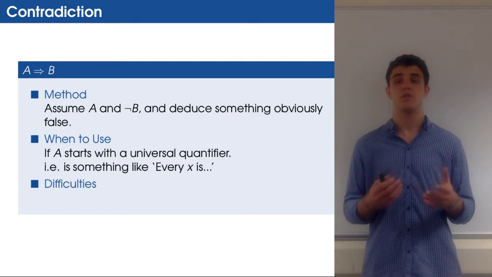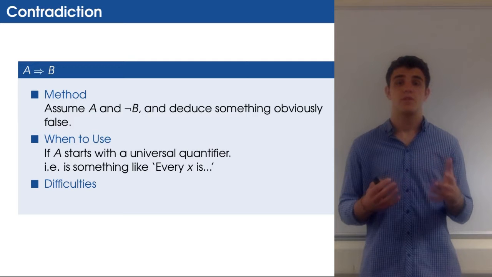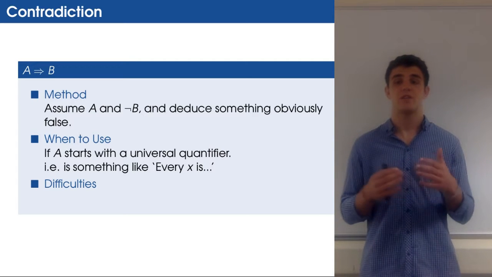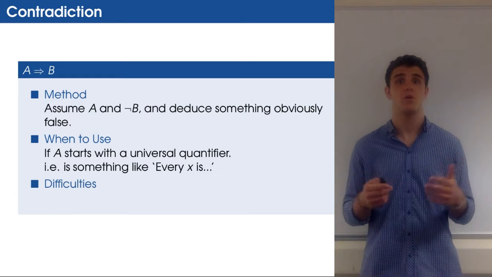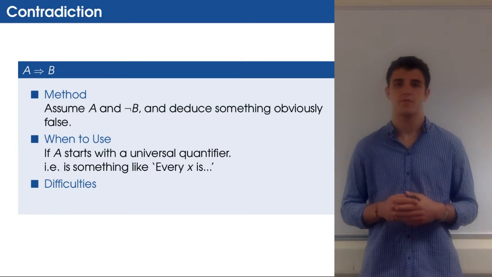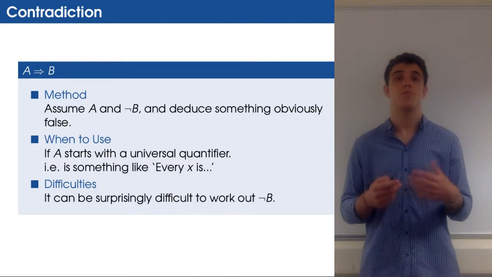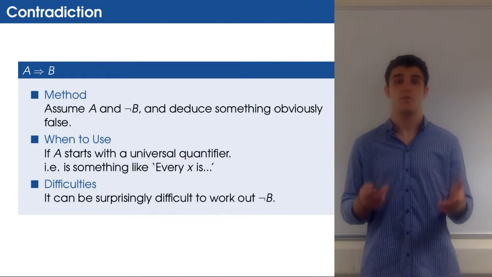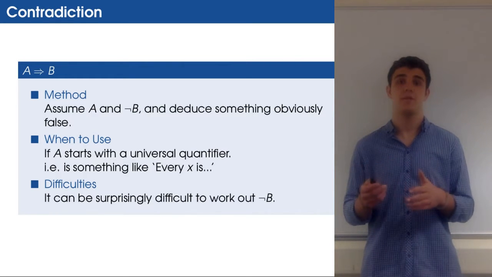We also use contradiction with non-existence theorems of the form there is no such x as. We use these types of theorems as the negation of these are existence theorems, which gives us something quite easy to work with, or at least easier to work with. The main difficulties with proof by contradiction are knowing when to use proof by contradiction over other proof methods. It can also be quite difficult to work out not B.